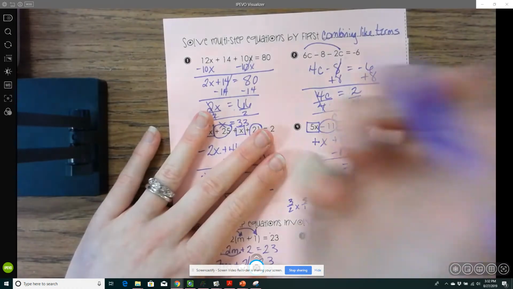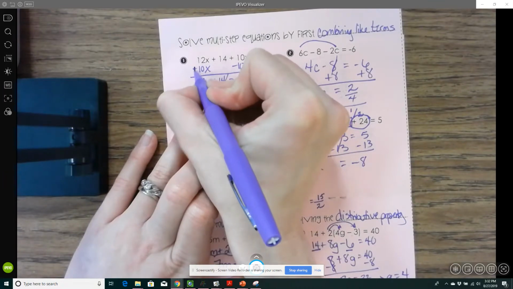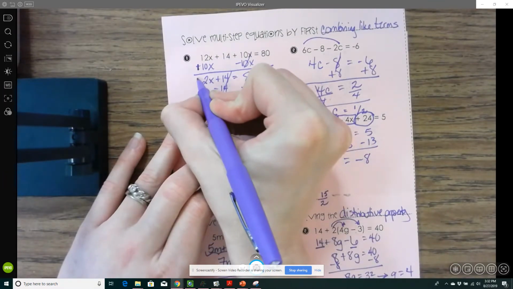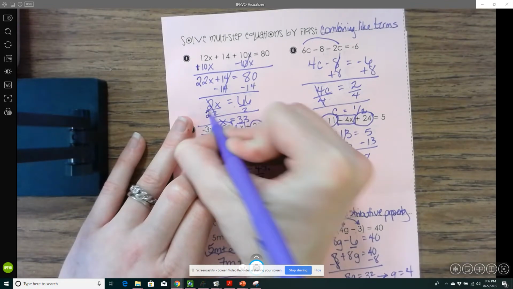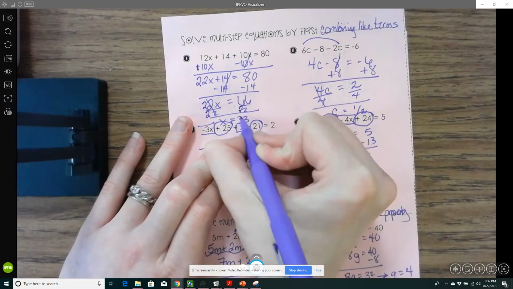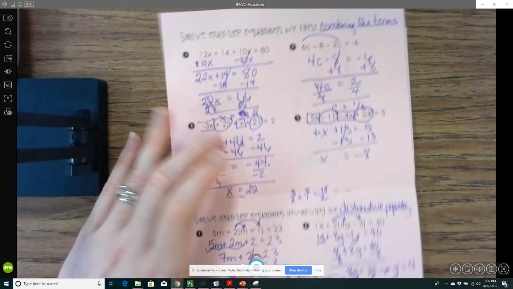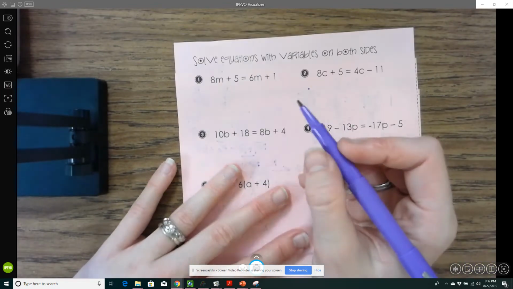And I apologize, I did this top one wrong. I thought it was an equal sign. This should have combined like terms here. So this should have been a 22x. So it should have been 66 divided by 22. And the answer should have been 2. Sorry for that mistake.